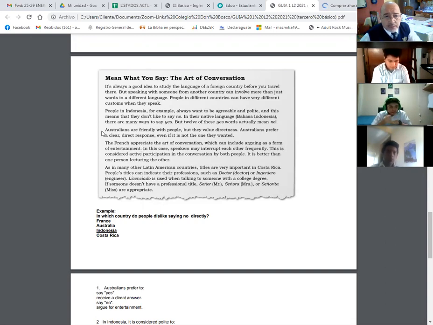Guillermo, can you read that third one, please? Okay. Thank you. Australians are friendly with people, but they value directness. Australians prefer a clear, direct response, even if it is not the one they wanted.